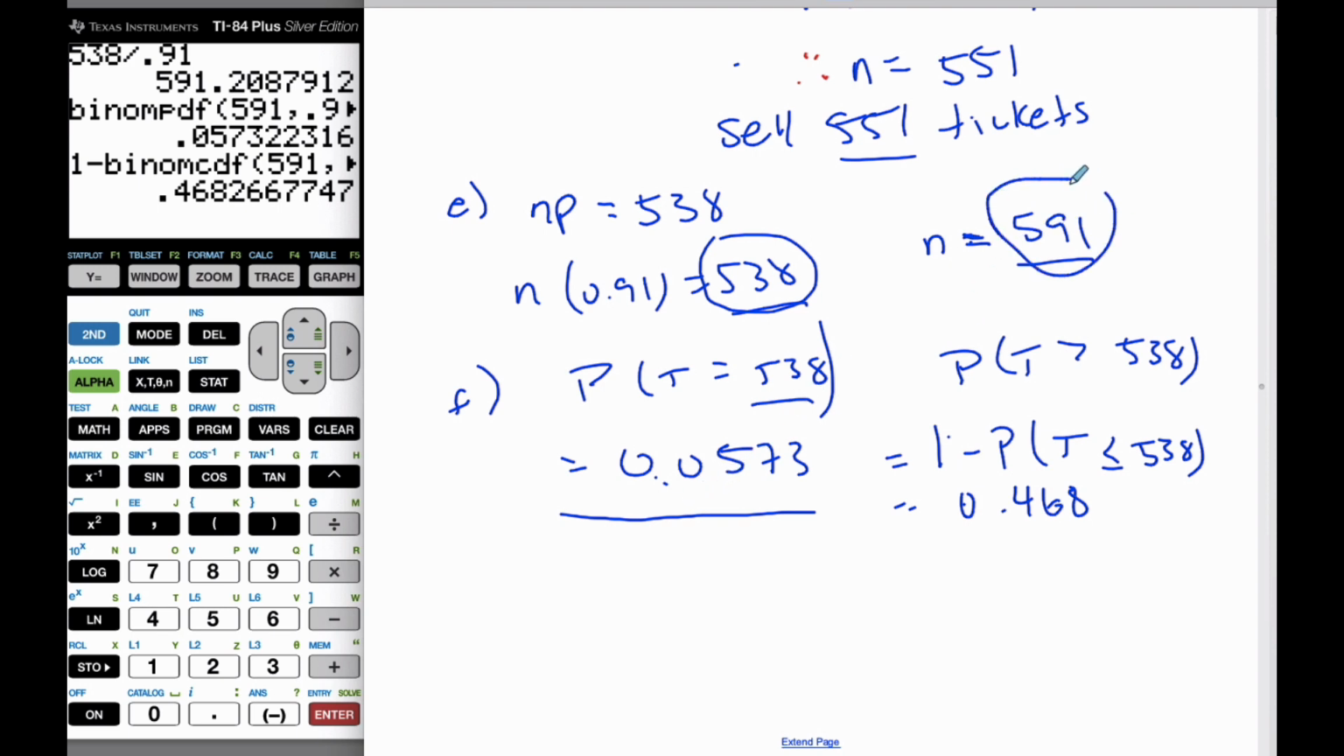I sell 591 tickets. But this here says there's a 47% chance that more people will show up than what you have space for. So the more than 538 people will show up. And this is when your airline goes on the announcements and says, oh, we have overbooked our flights.